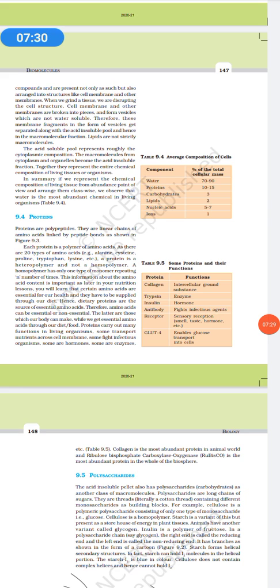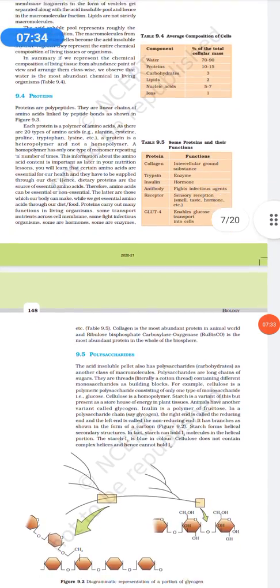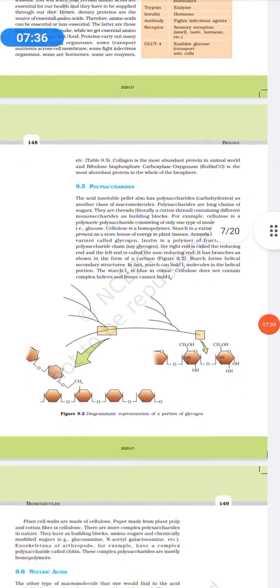they form a functional protein, then it is the quaternary structure of the protein. So there are dietary proteins, there are many kinds of proteins, enzymes also.